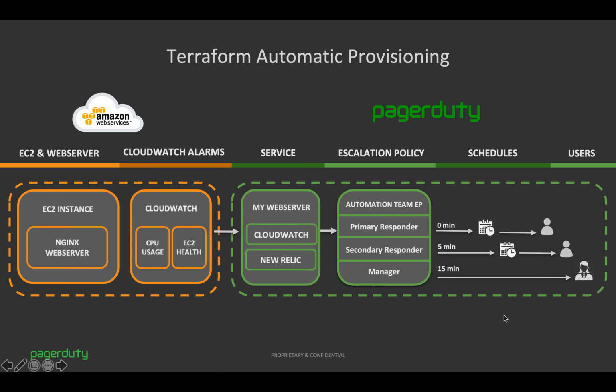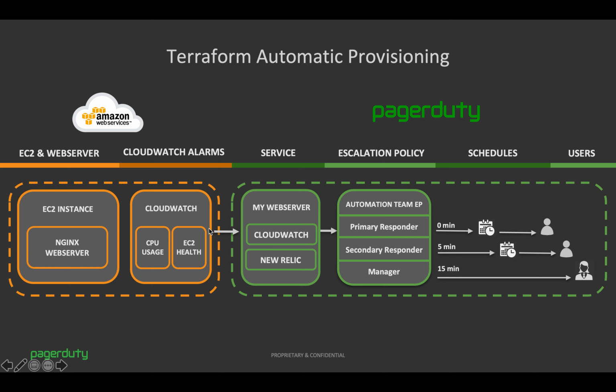On the PagerDuty side, what we'll do is automatically provision a number of users. Those users will be put into schedules so that the people who are on call are on various different rotations. Those schedules will be stacked inside escalation policies. So if the primary responder doesn't acknowledge within 5 minutes, it goes to the secondary and so on. And that escalation policy will be assigned a particular service.